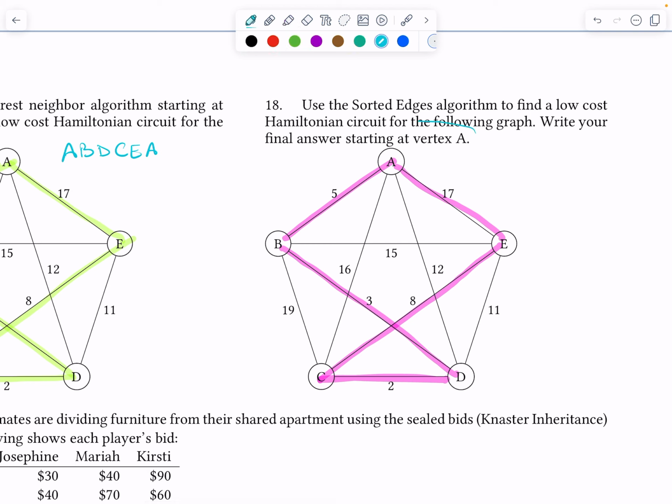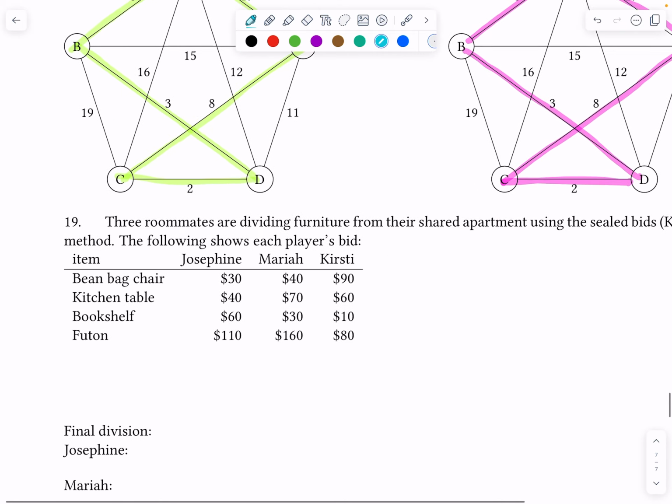And it says start from vertex A. And so you can go either direction you want. It doesn't matter. Just for fun, I'm going to go to the right instead of to the left. So A, E, C, D, B, A is the answer there.